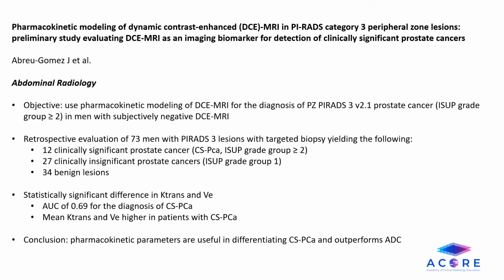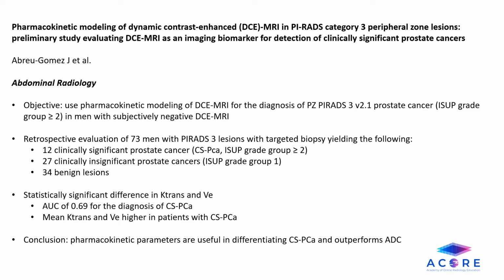In this retrospective study, the objective was to use pharmacokinetic modeling parameters for the diagnosis of peripheral zone PIRADS 3 lesions in men with subjectively negative DCE. The group evaluated 73 men across 2 institutions with PIRADS 3 lesions, who subsequently had targeted biopsy yielding 12 clinically significant prostate cancers, 27 clinically insignificant prostate cancers, and 34 benign lesions.